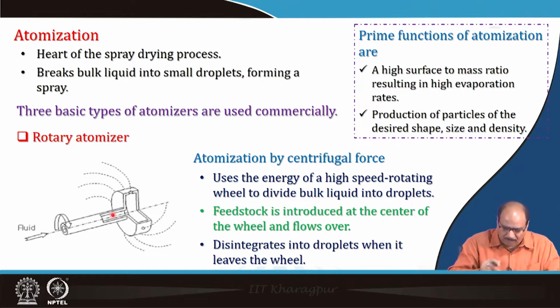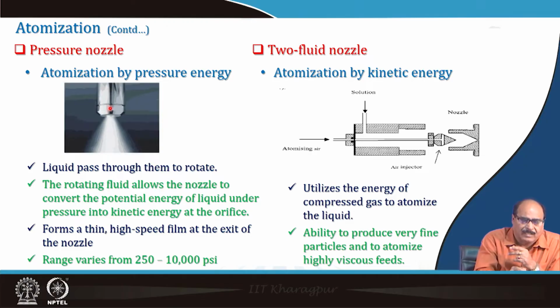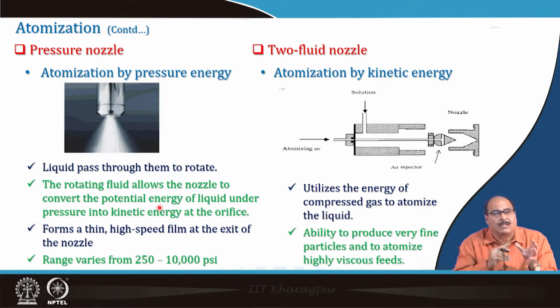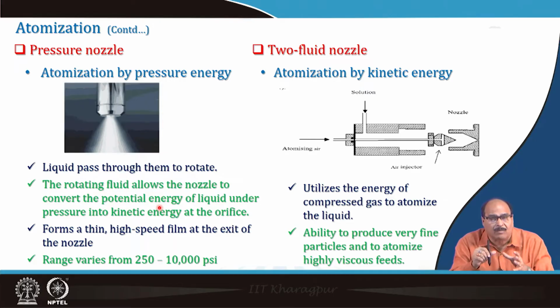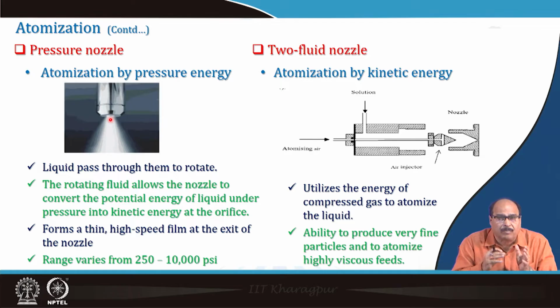So, that is fine droplets. Then the other atomizer is the pressure nozzle, atomization by pressure energy. You can see here in the figure, the liquid passes through a nozzle, the rotating fluid allows the nozzle to convert the potential energy of the liquid under pressure into kinetic energy at the orifice here. Okay, and it forms a thin high speed film at the exit of the nozzle, and the range varies from around 250 to 10,000 psi pressure.